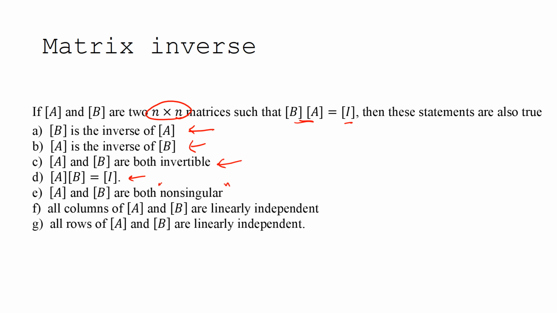A non-singular matrix, or an invertible matrix, has these properties. All rows and columns are linearly independent, meaning that I cannot get one row as a linear combination of the other rows, and the same for the columns. I cannot get one column as a linear combination of other columns. If this happens, this means that this matrix is non-singular and its inverse exists.